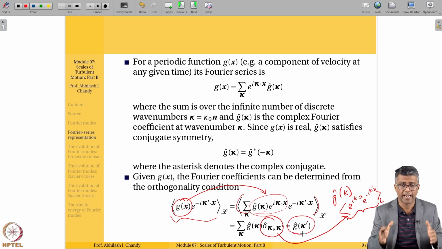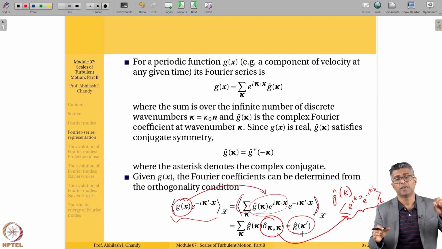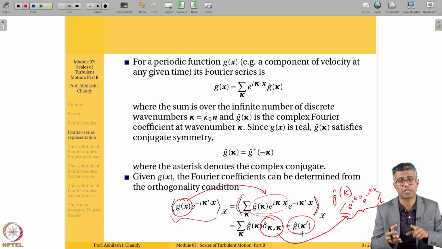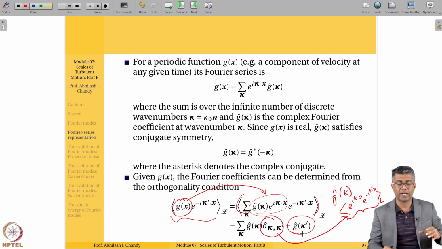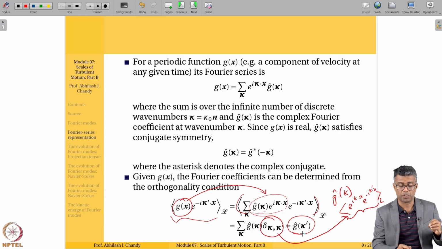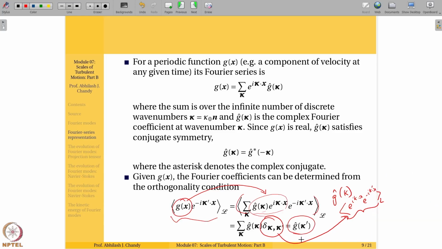So we have laid the groundwork here for converting the Navier-Stokes equations into Fourier space by defining the Fourier representation, by looking at what the definition of the Kronecker delta is, what the orthonormality property is, how the wave number vector is defined and all that. And we have come to the point where we are now defining this volume average of a physical space variable multiplied by the Fourier mode gives you the Fourier mode of the physical space variable, g hat of kappa prime.